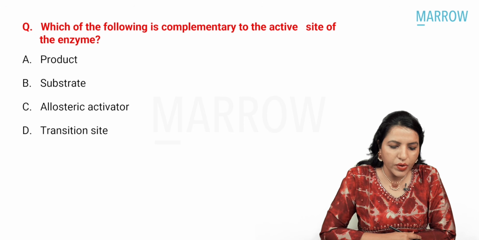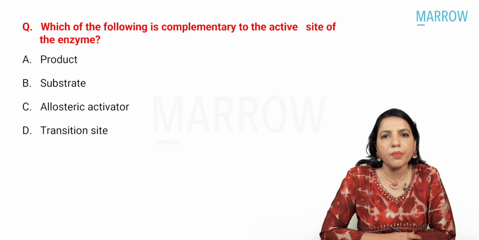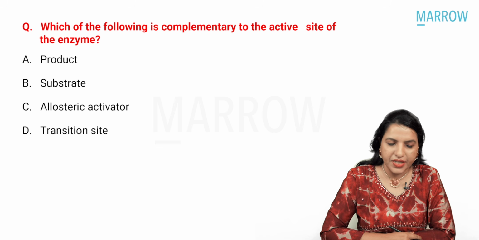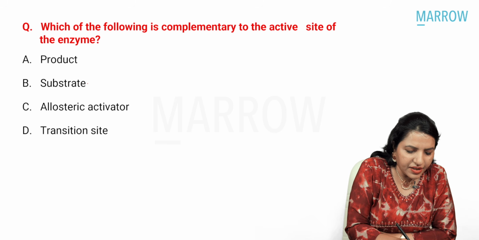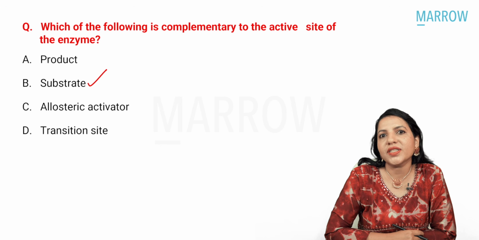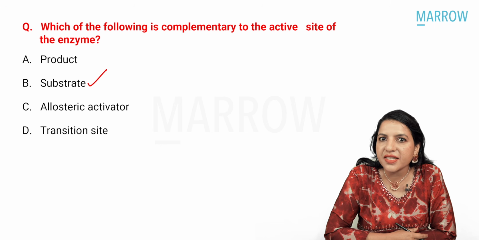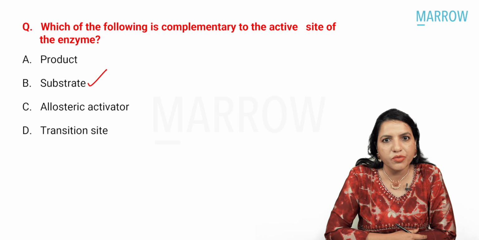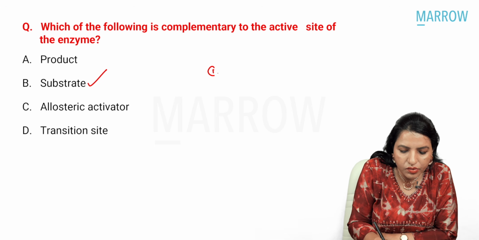So going to the next question, which of the following is complementary to the active site of the enzyme? The answer is a clear-cut answer, that is substrate. But there are some students who overthink about some other theories in the binding of the enzyme towards a substrate. We know there are three theories.